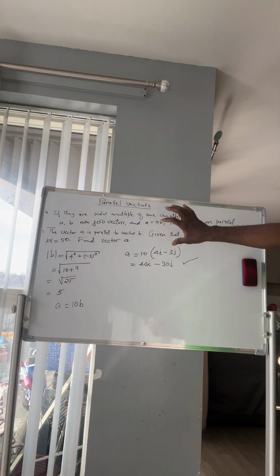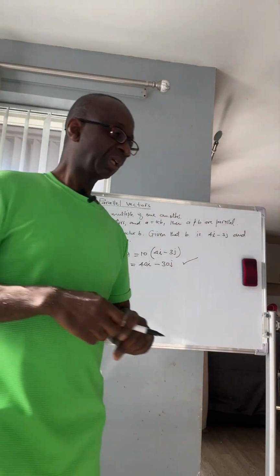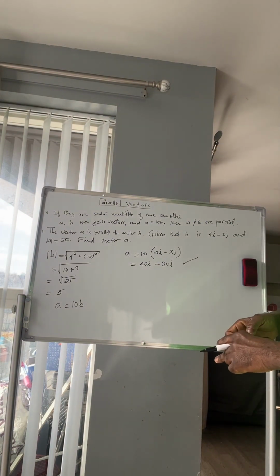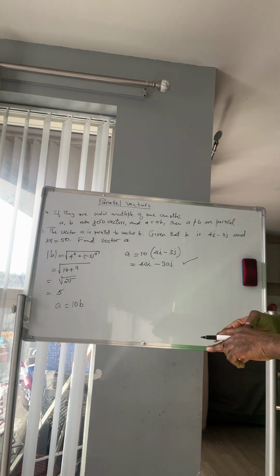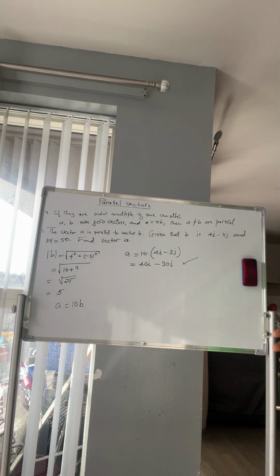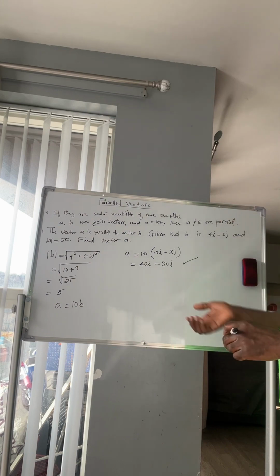This is just one definition of parallel vectors. We shall bring in another definition of parallel vectors when we start to look at perpendicular vectors. And then we will talk about that when we start considering the angle between two vectors. Then we shall bring in another definition.